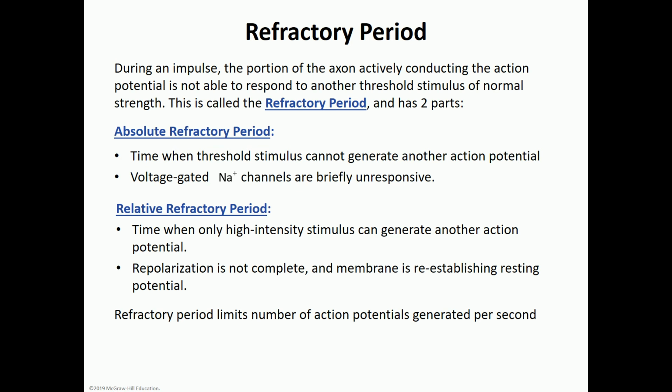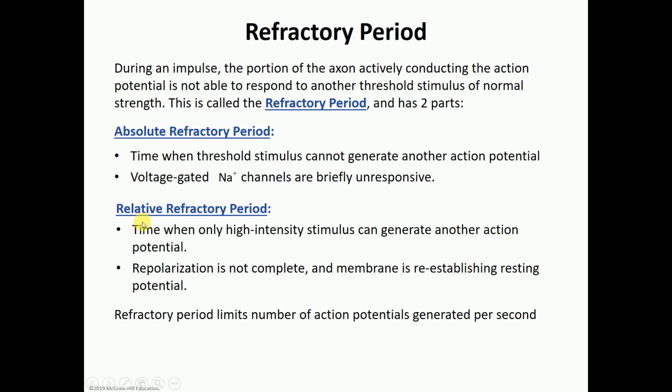Now some of the sodium channels are able to respond. So if that second stimulus came and it was stronger than the first one, now the nerve is able to respond to it. Relative refractory period is the time when only a high intensity stimulus can generate another action potential. And this usually happens during the process of repolarization, where some sodium ion channels are available to reopen. And in that case, another action potential will occur.